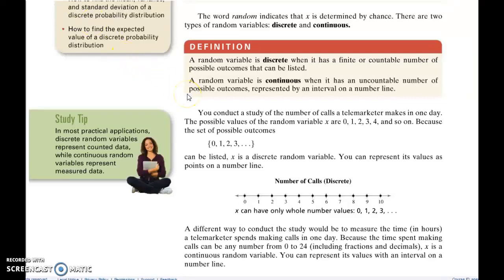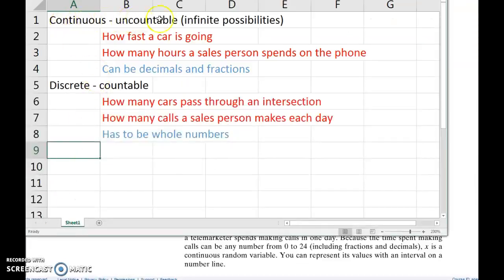I want to start off this video talking about the difference between a discrete variable and a continuous variable. In a nutshell, continuous variables are uncountable. There are infinite possibilities they could be, while discrete variables are countable, and there's only a finite number of possibilities they could be. Some examples of discrete variables would be how many cars pass through an intersection. You could stand there and just count, and it could be one or two or three and so on. It has to be whole numbers as you count the variable.